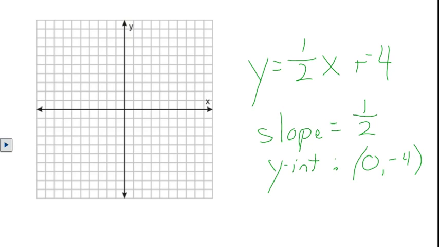Okay, so if I want to graph that, I simply have to plug my y-intercept onto the graph. Right there, (0, -4). And my slope is 1/2. Remember, rise and run. So I'm just going to count from that point. I'm going to go up 1, right 2.